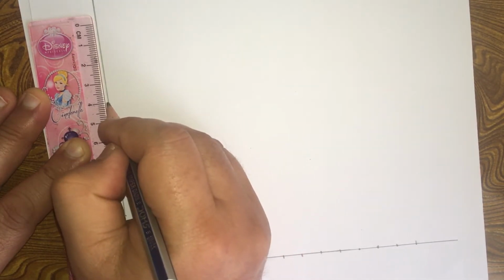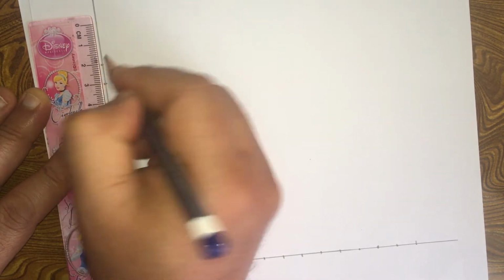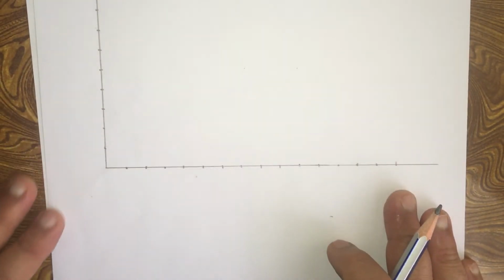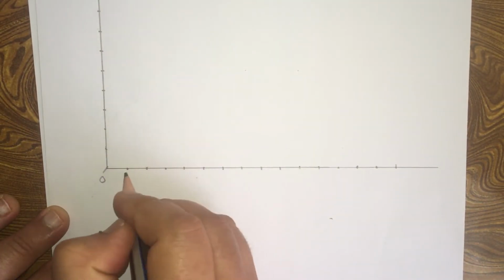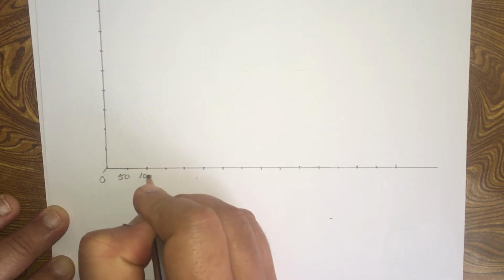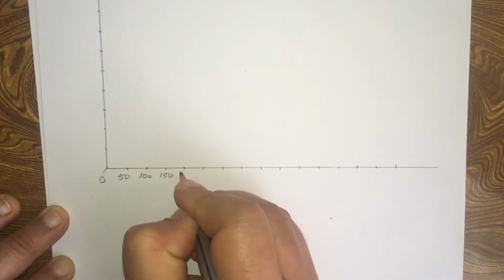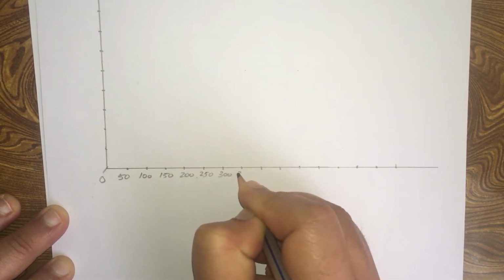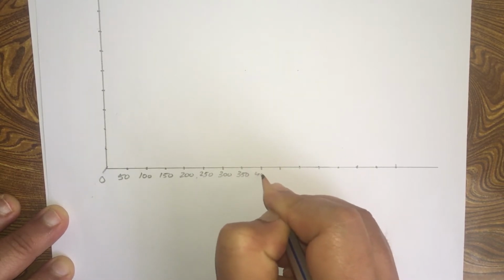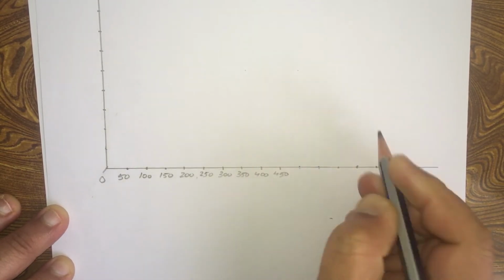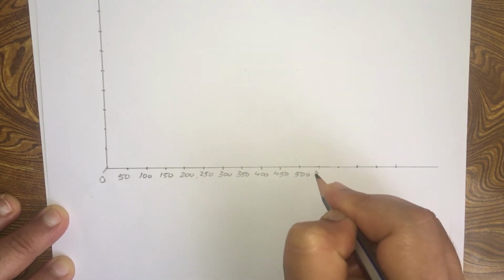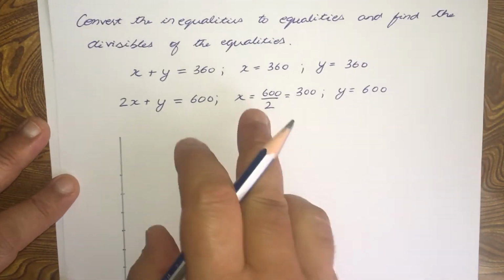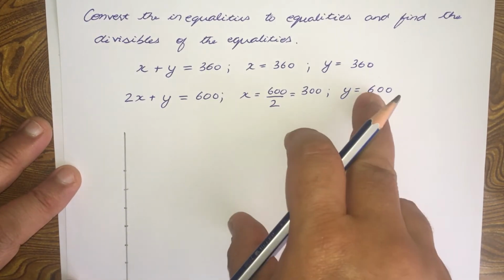If you can get access to graph paper, you'll get the exact coordinates. Otherwise you can just do this. All right, so this is 0, say 50, 100, 150, 200, 250, 300, 350, 400, 450, 500, 550, 600. Let's stop at 600 because the highest value here is 600.